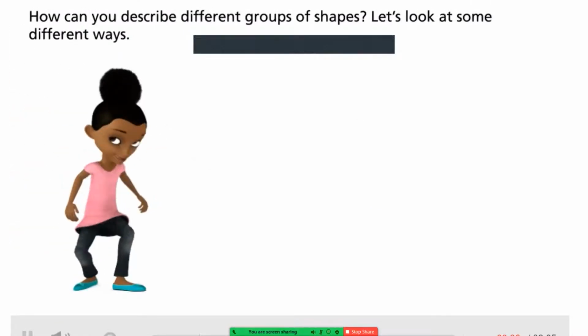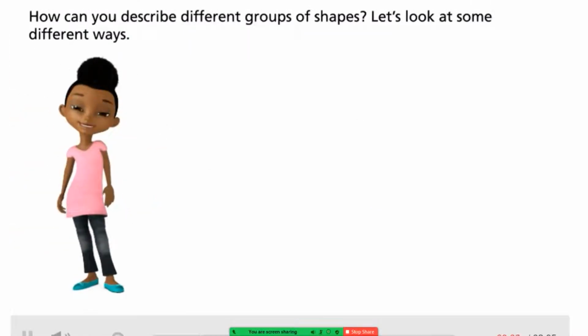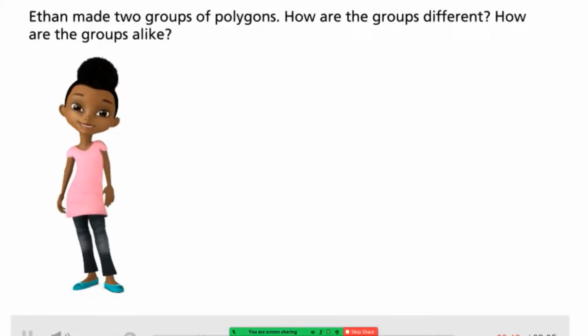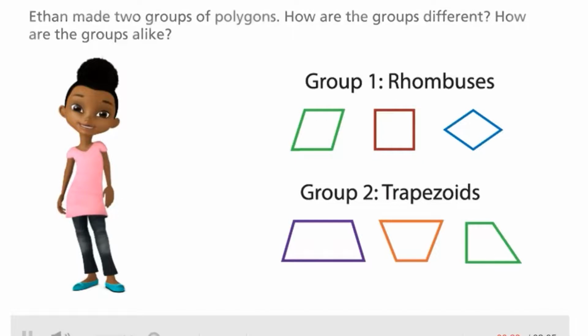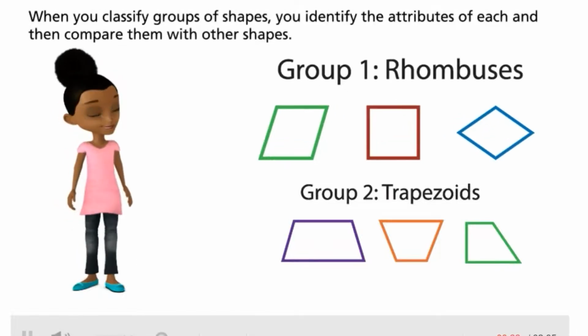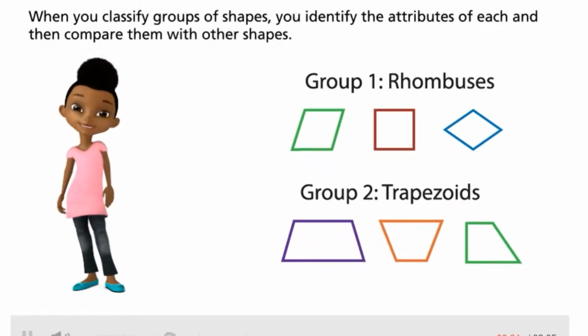How can you describe different groups of shapes? Let's look at some different ways. Ethan made two groups of polygons. How are the groups different? How are the groups alike? When you classify groups of shapes, you identify the attributes of each and then compare them with other shapes.